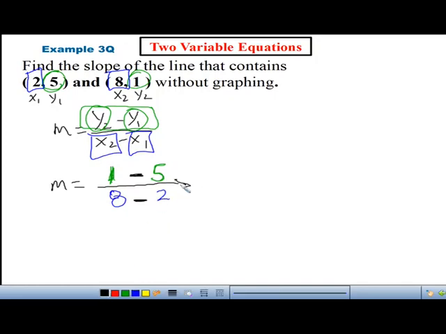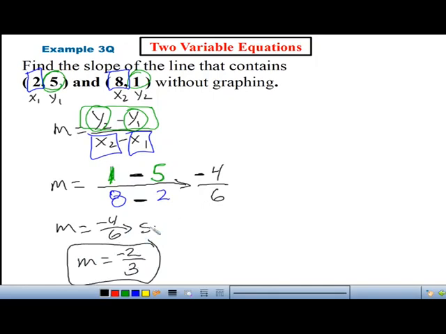All right, once we have that, let's compute. What is 1 minus 5? That's negative 4. What is 8 minus 2? That's 6. And then at the end, we simplify to lowest terms. We have m equals negative 4 over 6, divided by 2 top and bottom. So the slope is negative 2 over 3 because we did what? Simplify. Simplify. Show me what famous outcomes you are with these. Okay, let's see.